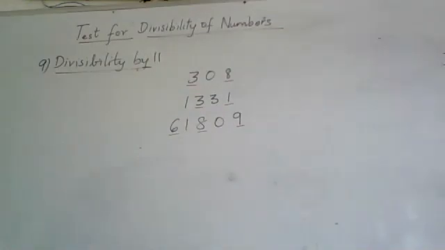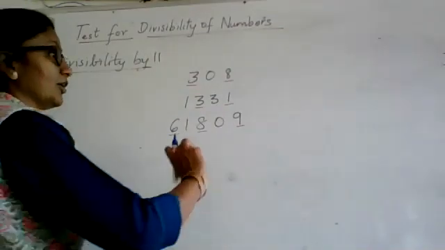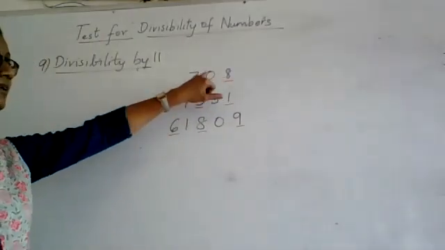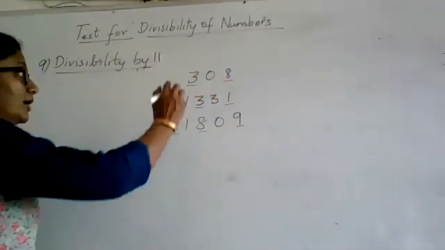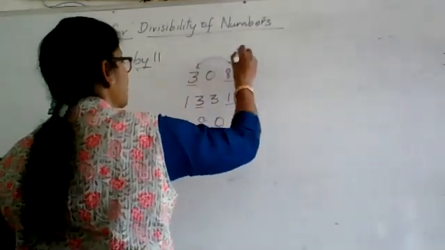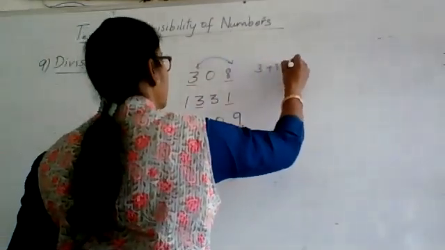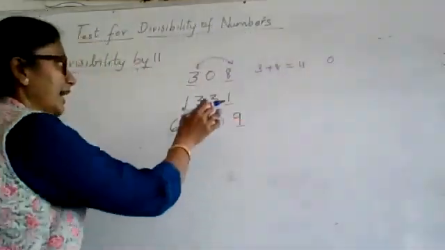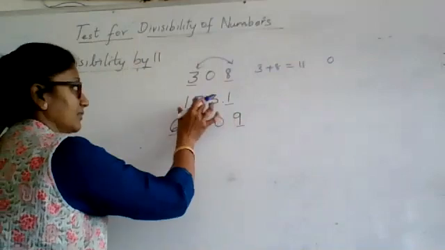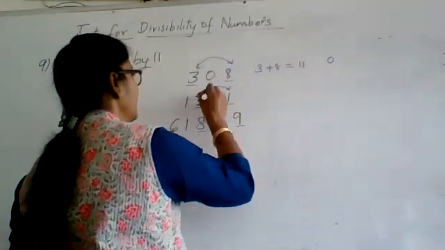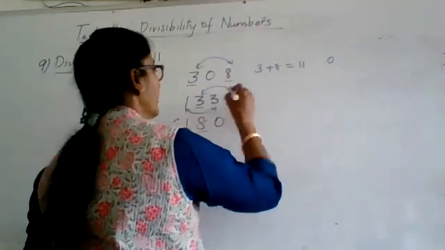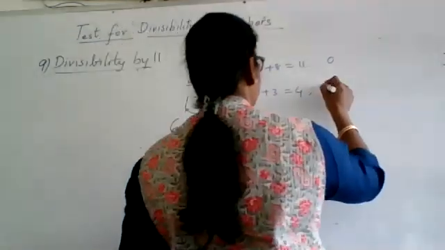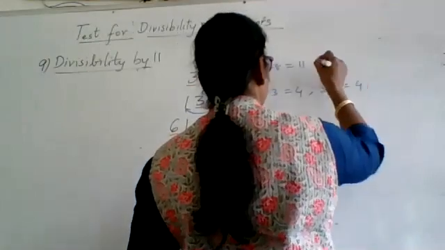Now what I have to do is add the alternate digits. That means I have to add the digits in the even places and the odd places. So I am adding these two, that is 3 plus 8. I get 11. And the other number is just 0. Here also I add the alternate numbers. Here it is 1 plus 3 and this is 3 plus 1. So I am adding 1 plus 3, which is 4. And then I am adding again 3 plus 1, which is also 4.